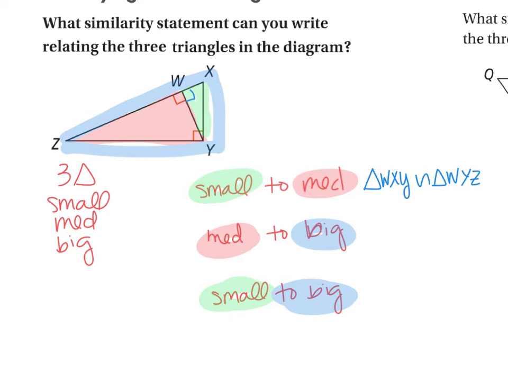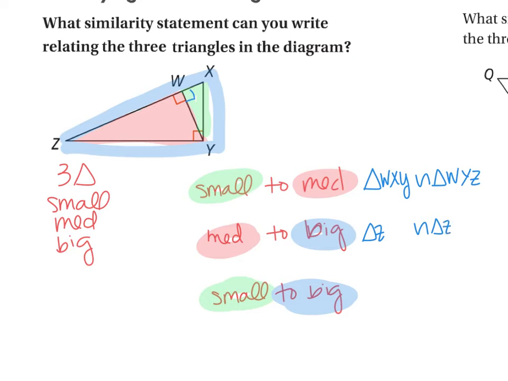Okay, we're going to do this a few times. So now let's do medium to big. It doesn't matter which angle you start with. Let's start with the skinny angle this time. So the skinny angle on the medium one would be Z, and the skinny angle on the big one would also be Z.